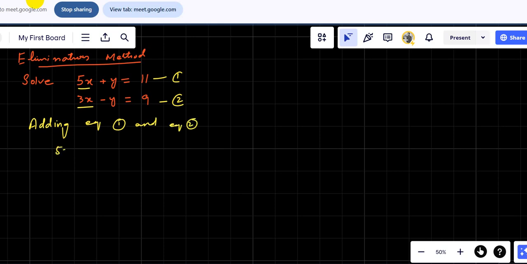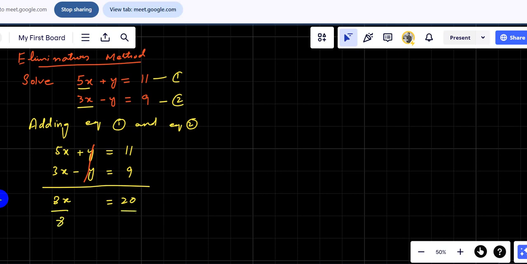Adding these equations, 5x plus y equals 11 and 3x minus y equals 9: 5 plus 3 is 8x, and plus y minus y we can cancel out, equals 11 plus 9, which is 20. Divide both sides by 8. So x will be, 4 times 2 and 4 times 5 is 20, so x is 5 upon 2.